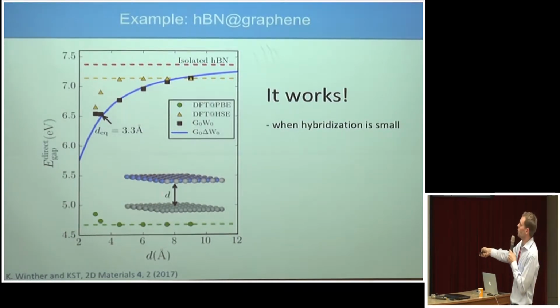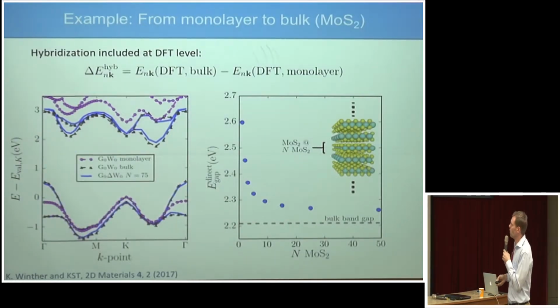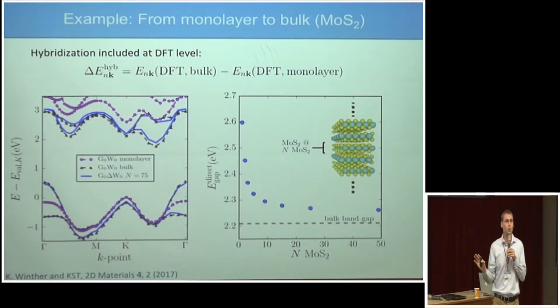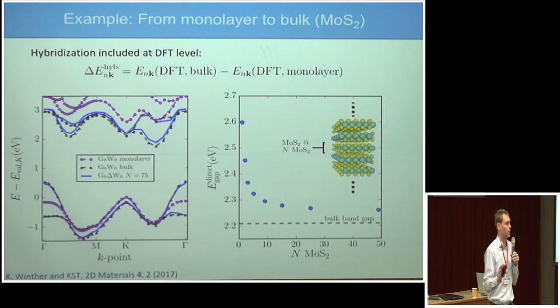So here we applied it to the same system as before. The black dots were the full GW calculations, and the blue line here is what we get with this G delta W method. We've also applied it to a much more tricky system, which is bulk MoS2. So in bulk MoS2, there is, of course, a large amount of screening, but there is also a large amount of hybridization around the gamma point. Okay? And as I said, that hybridization can be described at the DFT level.